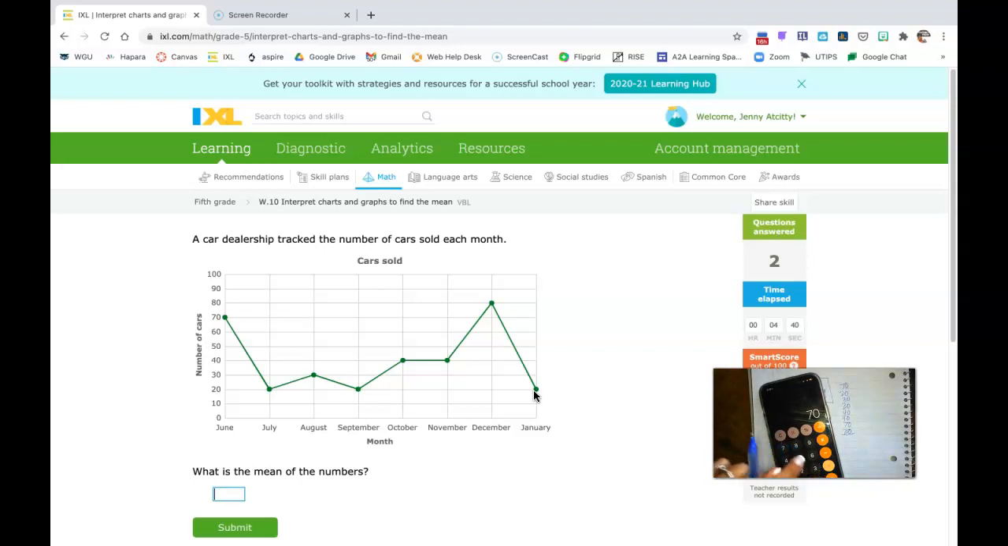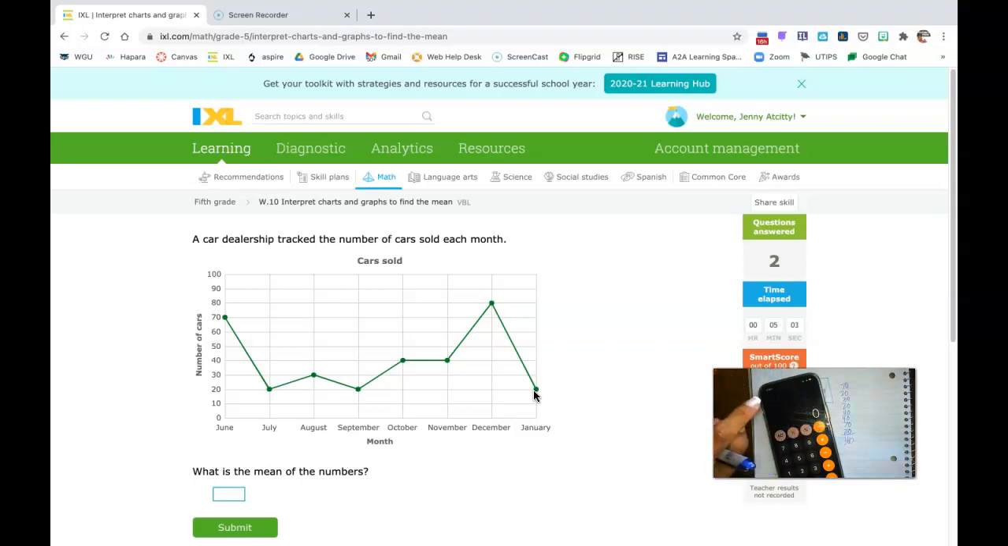So I'm going to add 70 plus 20 plus 30 plus 20 and 40. And then 40 and 70, and another 20. Now one thing, if you find yourself missing them, is you may want to just add the numbers twice. So I got 310.